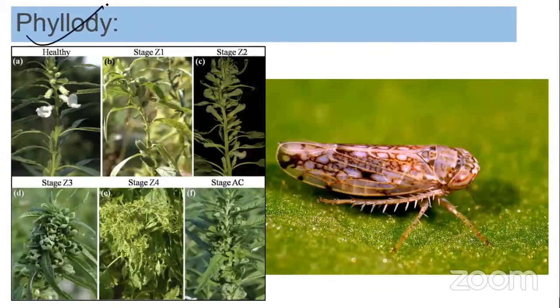The next disease is phyllody. As you know, it is caused by a phytoplasma and it is transmitted by Orosius albicinctus. In the last class I have already described the symptoms and everything about this.